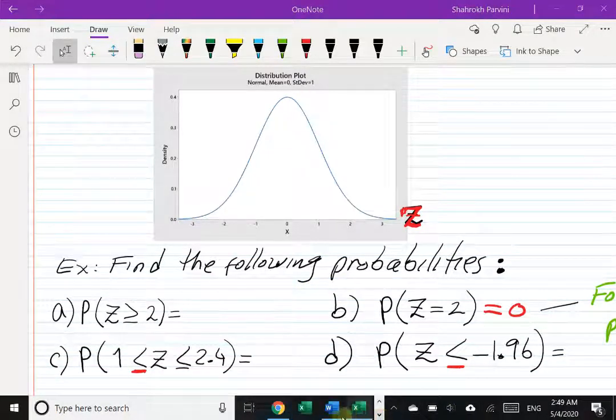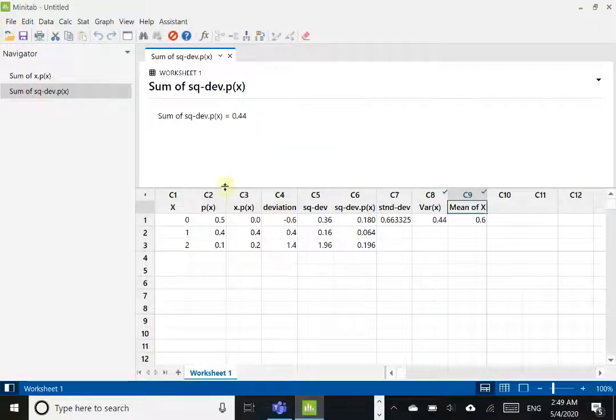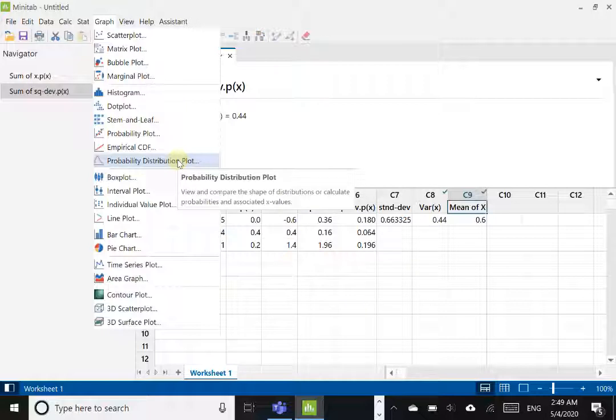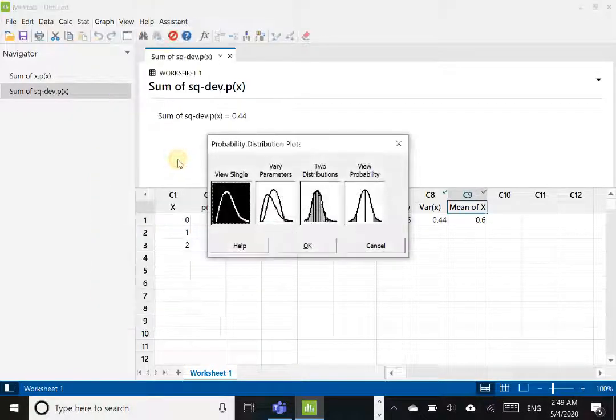So I'm going to the Minitab next. And here's Minitab. We still have the previous run up here. Now in order to work with normal distribution, we're going to go to this graph tab. When you click on graph, you get a whole bunch of good stuff in here. We want to go to probability distribution plot. And there you go.